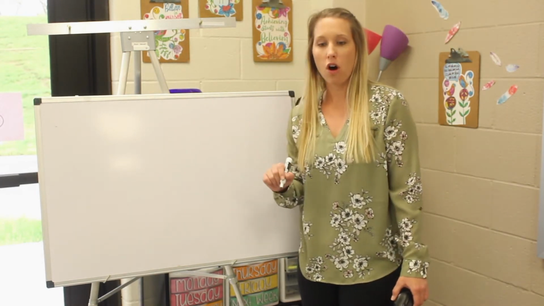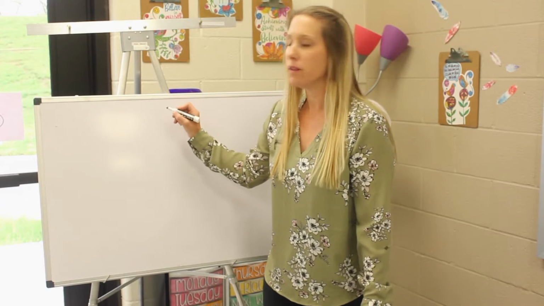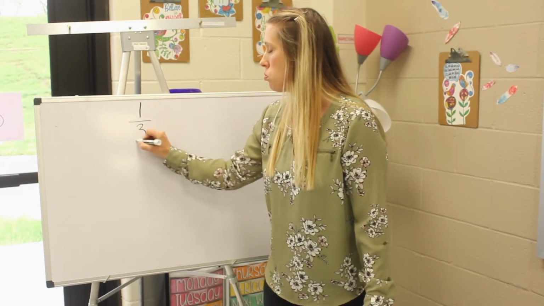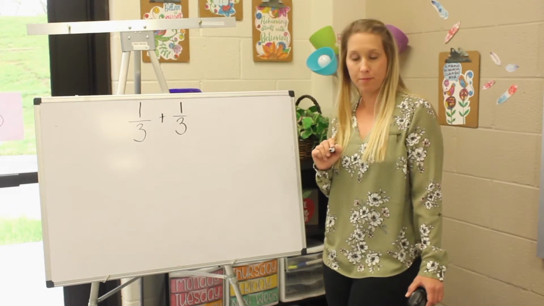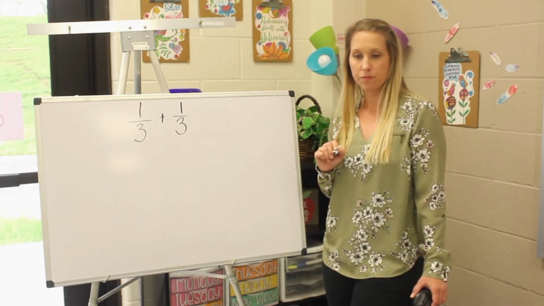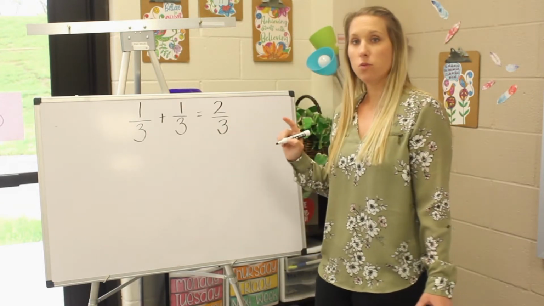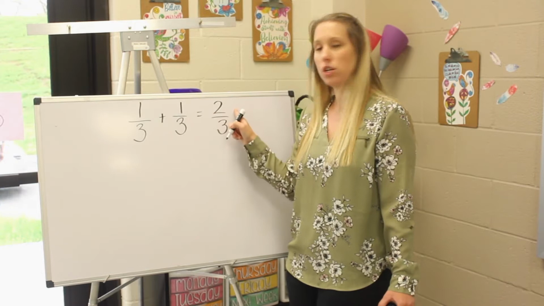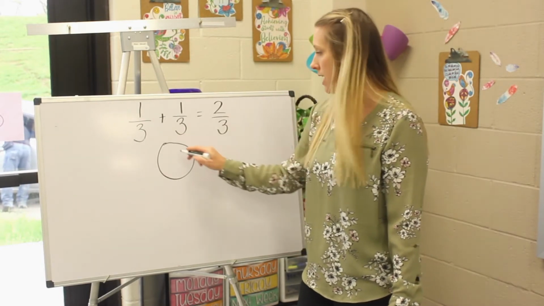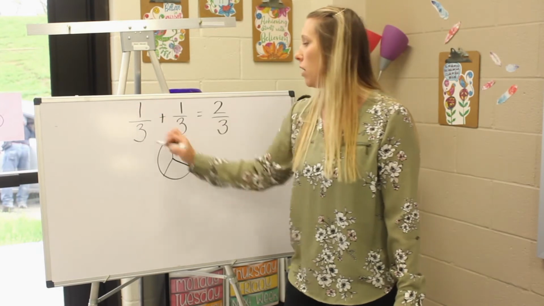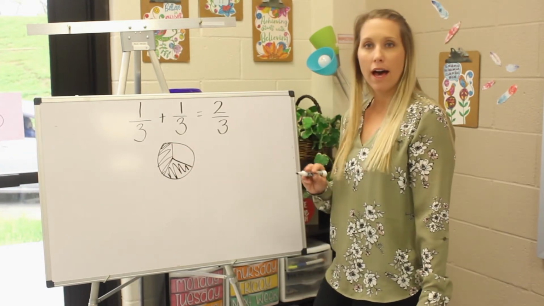All right, now let's recall how to add fractions with like denominators. On your paper, I want you to write 1/3 plus 1/3. Can you solve that? Hopefully you said 2/3. If you recall, we add our numerators, 1 plus 1 is 2, and we keep the denominator the same. I can model that as well. I have a whole. It is cut into 3 pieces. 1 out of 3 plus 1 out of 3 equals 2 out of 3.